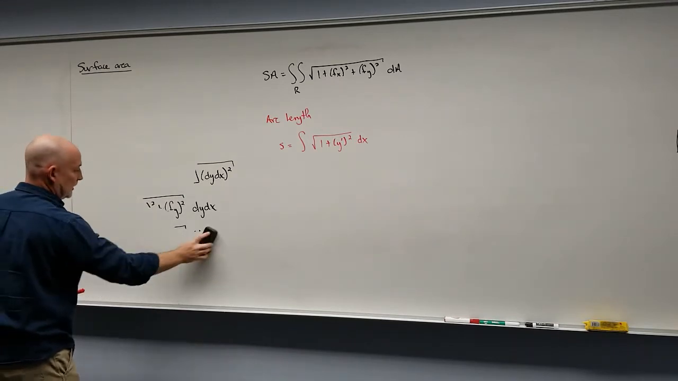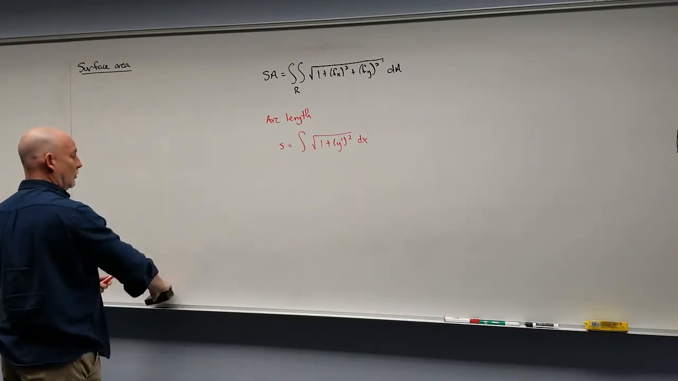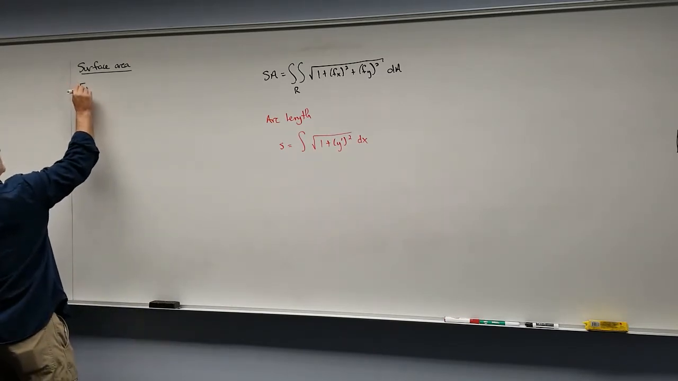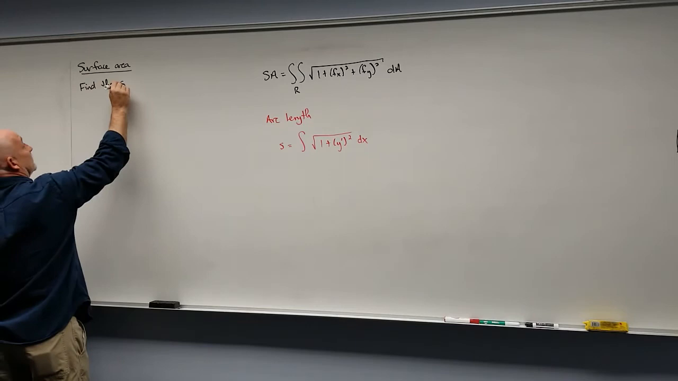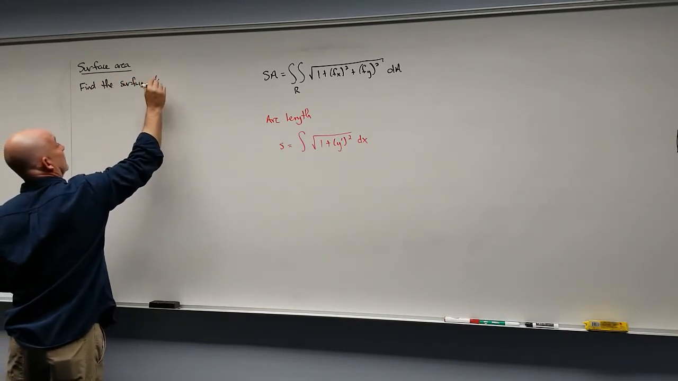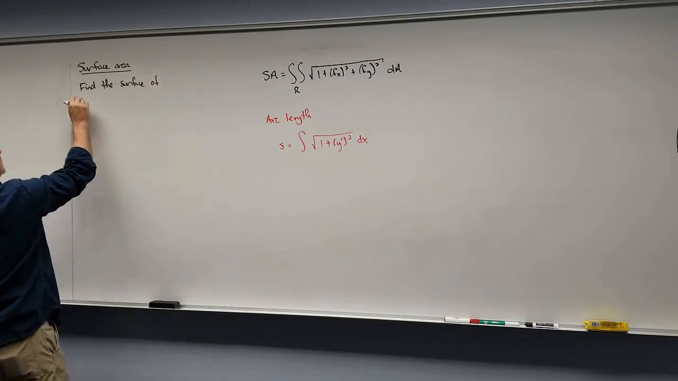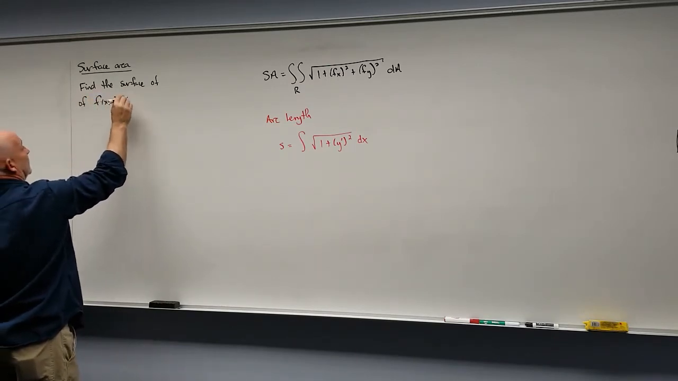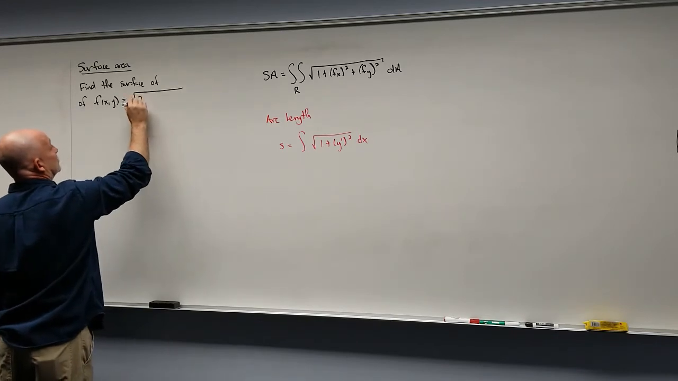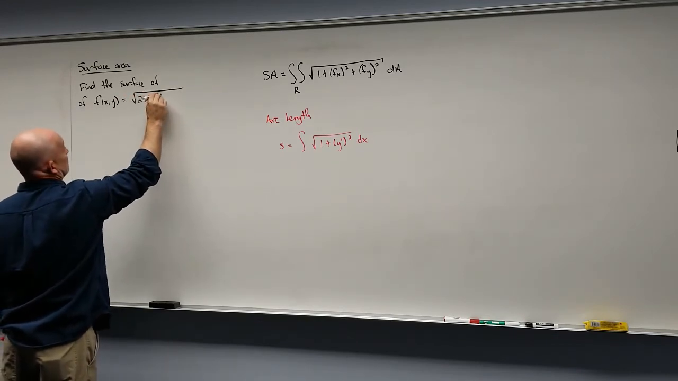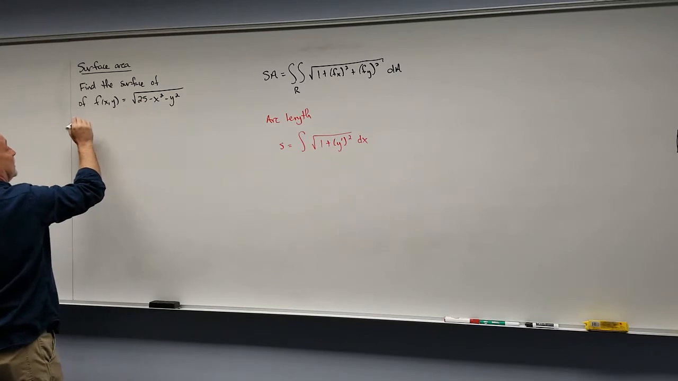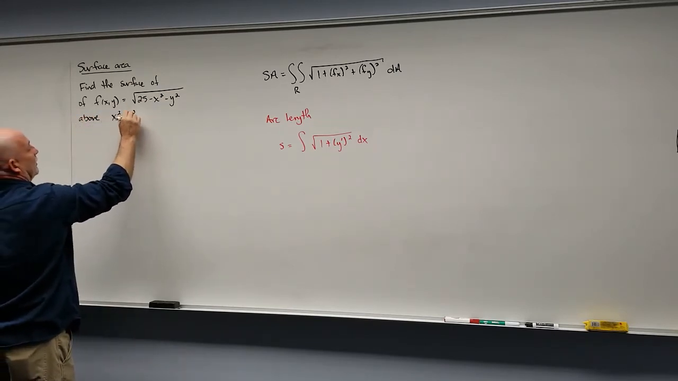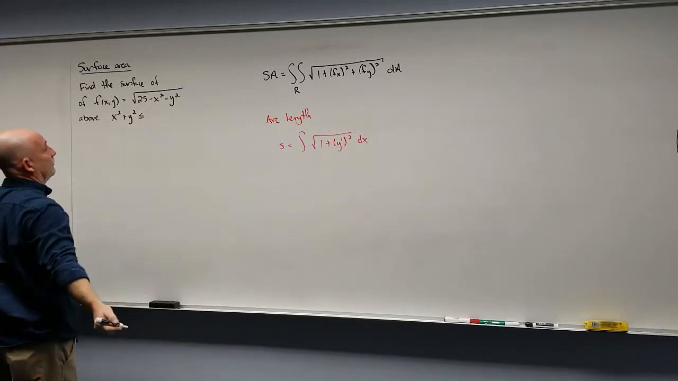And I believe this is a lot like the example we did for polar, so that's going to be a good callback. So let's say find the surface area of f of x and y, I think it was something like this, 25 minus x squared minus y squared, above x squared plus y squared is less than or equal to 9.